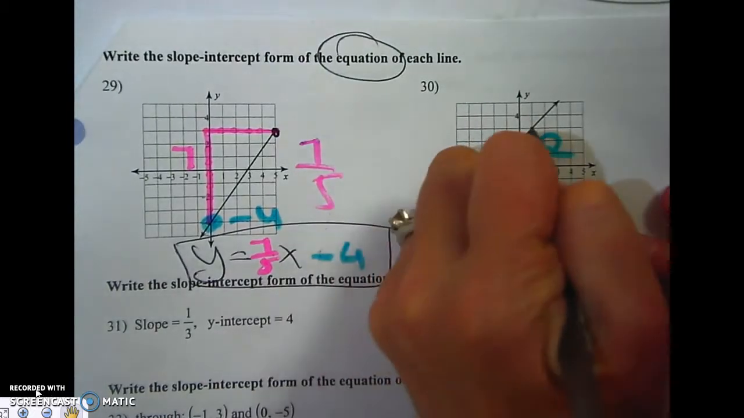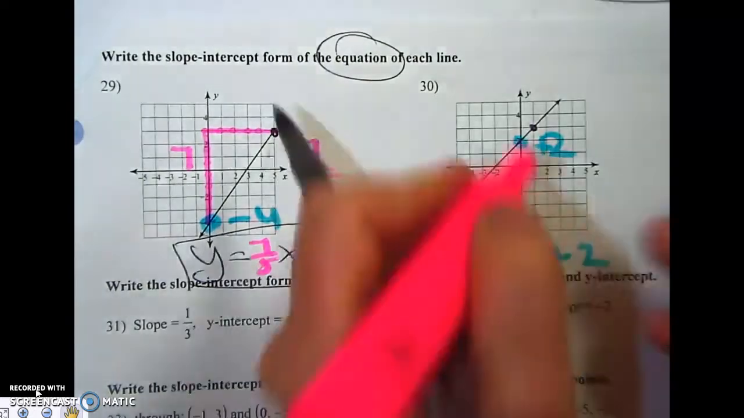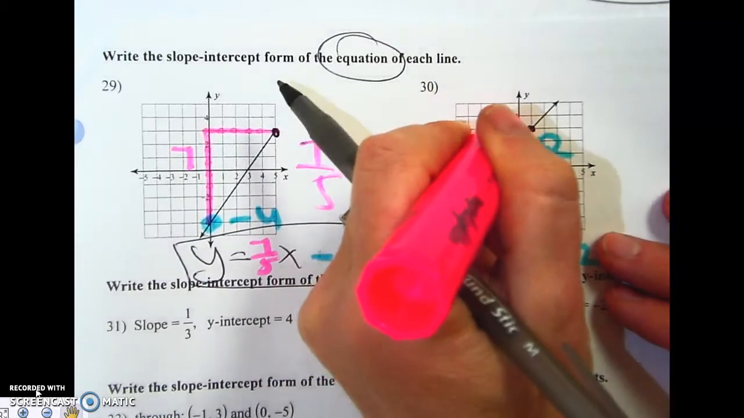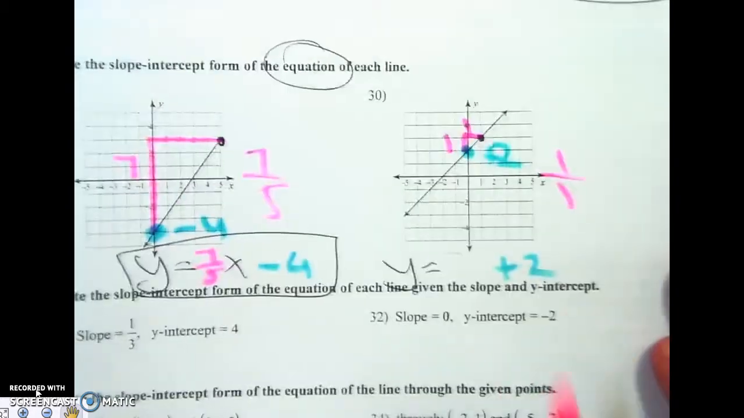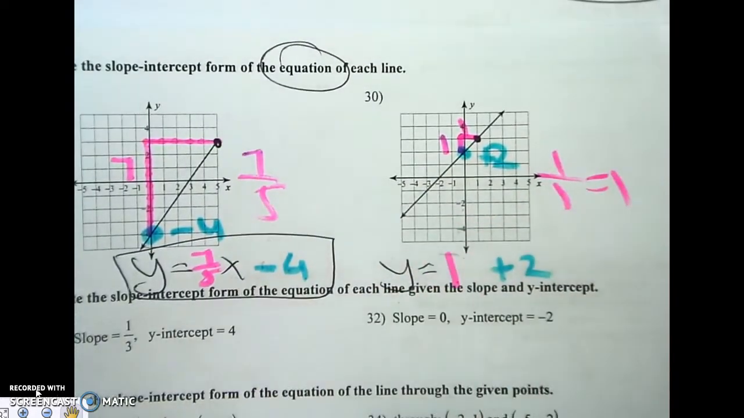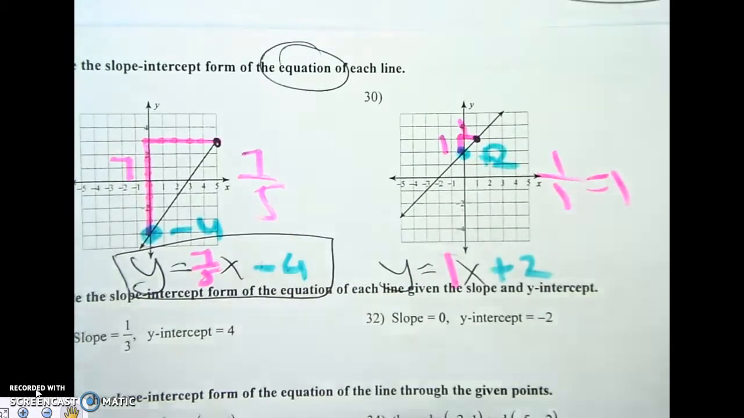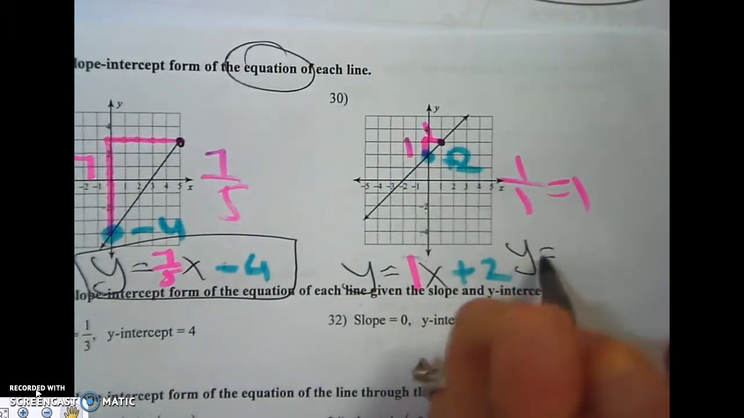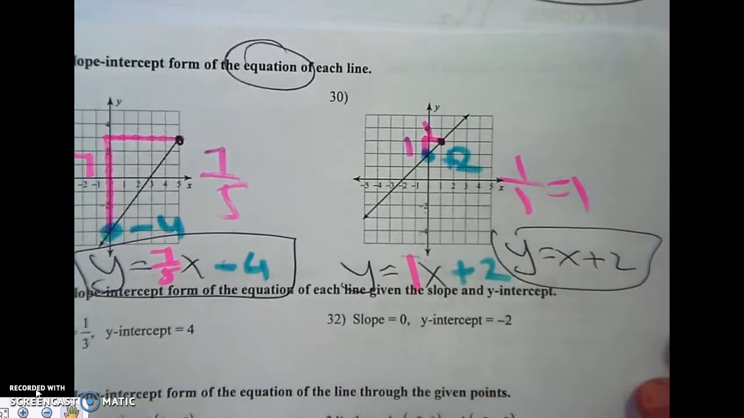This one, it was a little bit easier to see the crisscross. Here, I go up 1, right 1. And 1 over 1 is 1, so I get 1x. But remember, it's going to be multiple choice, so you'll see this in the multiple choice answer. Okay?